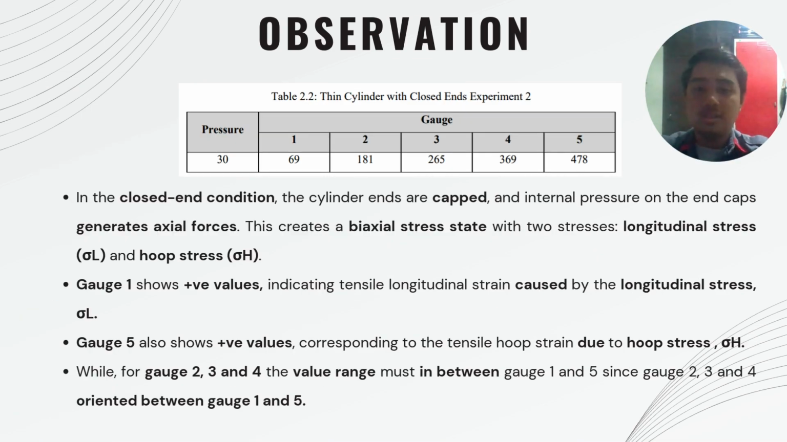In the closed-end condition, the cylinder ends are capped, instead of not capped as in the open-end condition. So the internal pressure on the end cap generates axial forces and creates a biaxial stress state with two stresses, which are longitudinal stress and hoop stress. This results in gauge 1 showing a positive value indicating longitudinal strain caused by longitudinal stress, while gauge 5 shows a positive value corresponding to tensile hoop strain due to hoop stress.